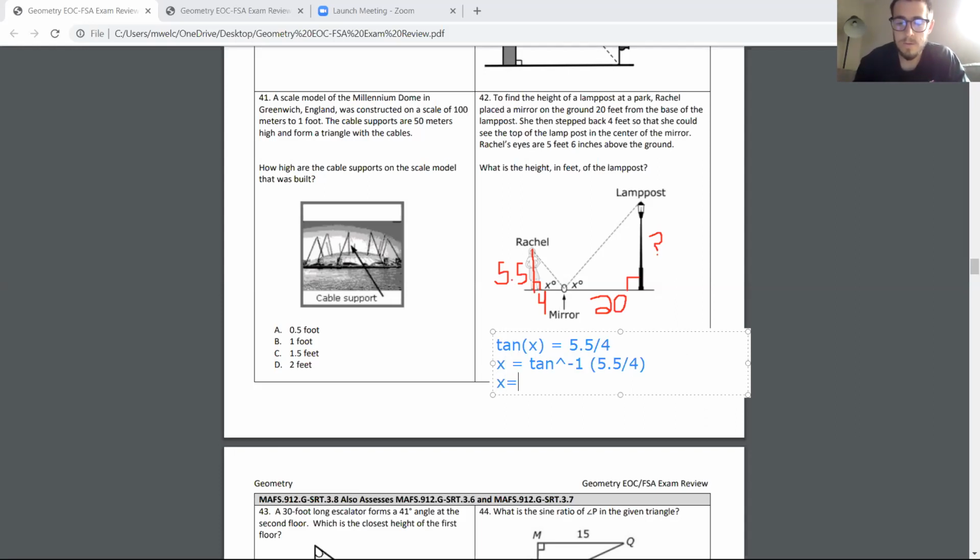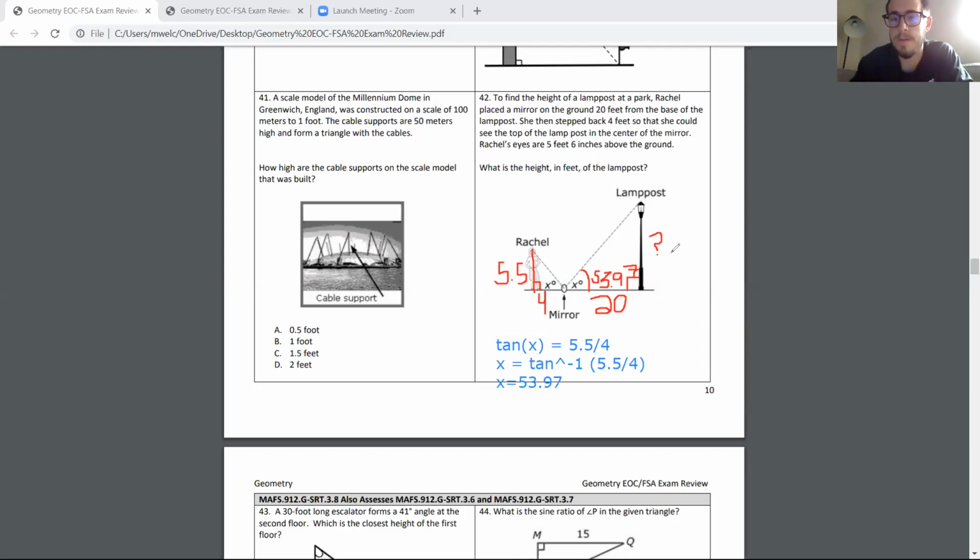Let's see here, inverse tan of 5.5 divided by 4. That's going to give me 53.97. So I'm just going to use that. And that means that this is also going to be 53.97. So we can use that logic. 53.97. I don't know why I chose to do this in pencil instead of using the text, but that's okay.